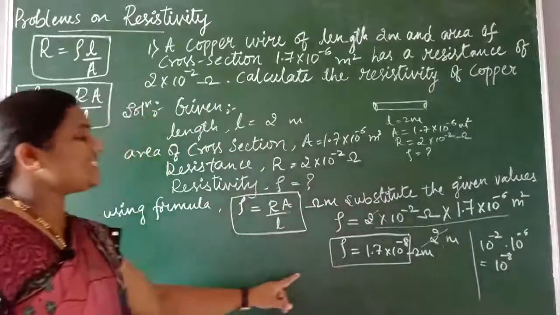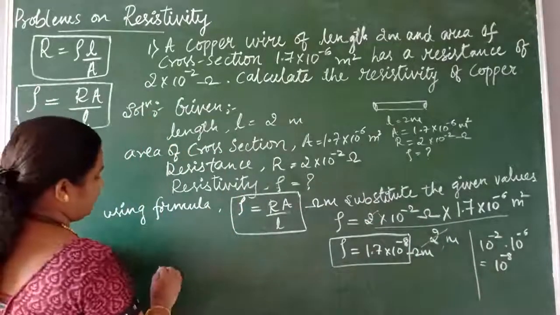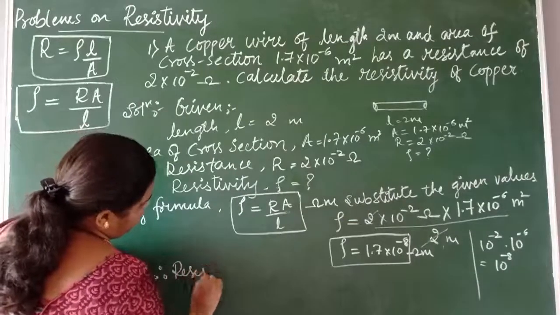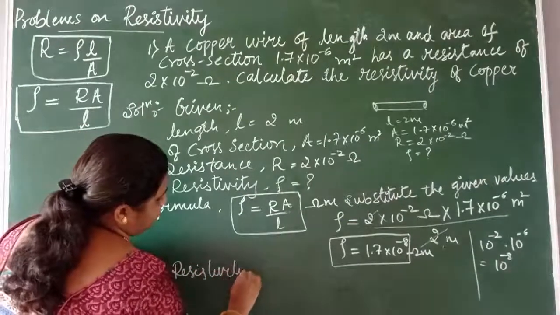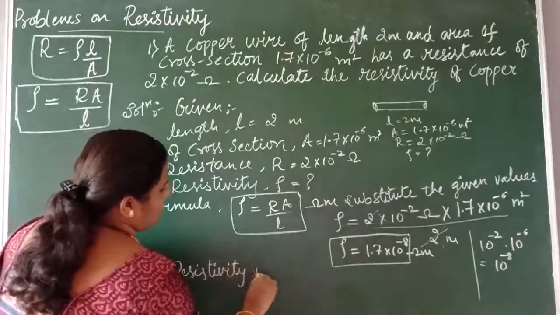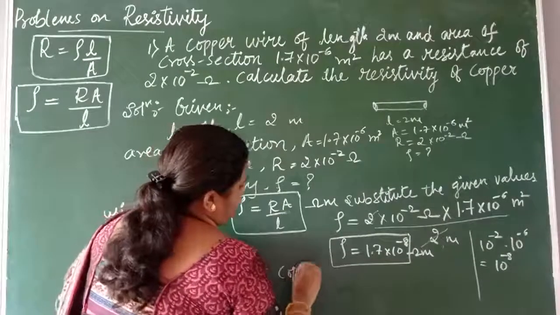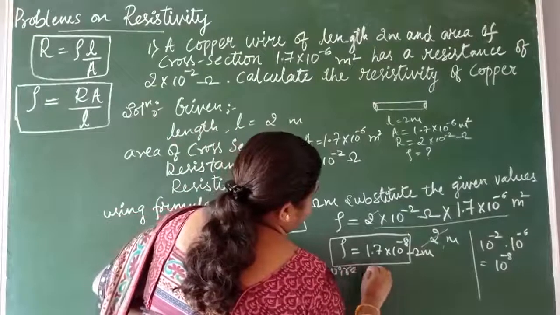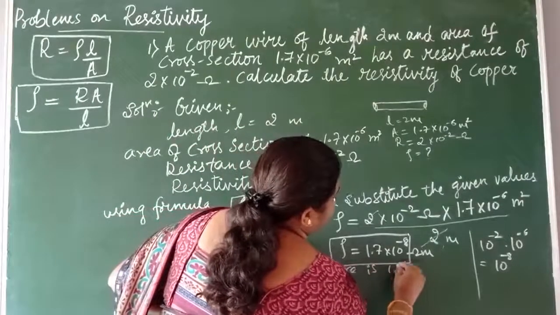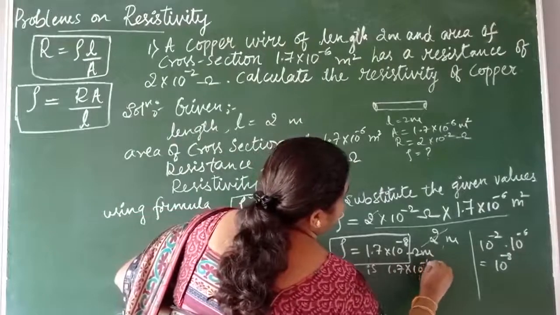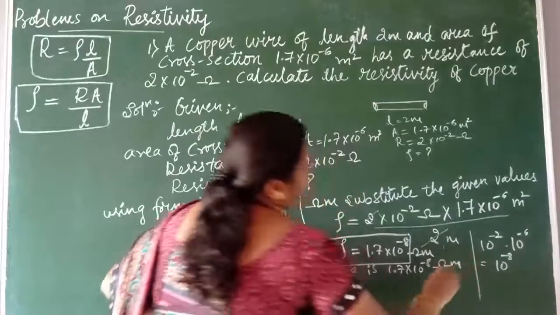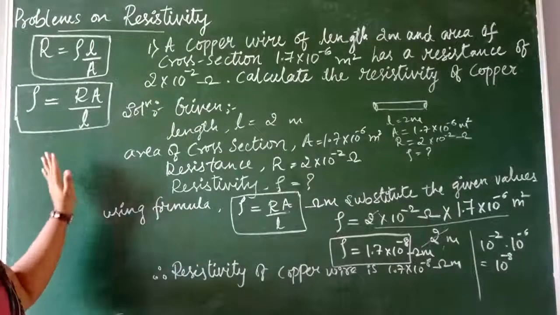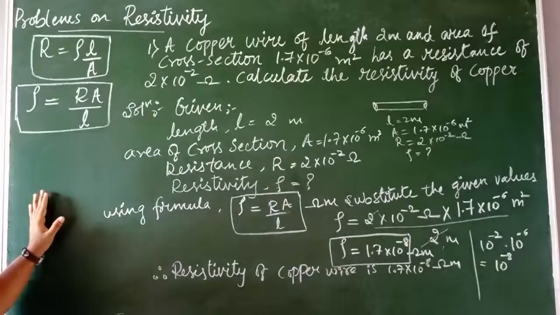So the resistivity of the copper wire, therefore we can write, resistivity of copper wire is 1.7 into 10 to the power of minus 8 ohmmeter. Got it, children? It's a very simple problem, and this is based upon resistivity.